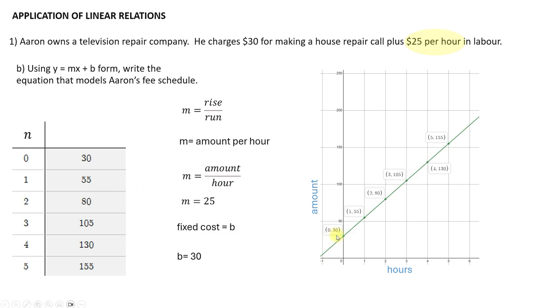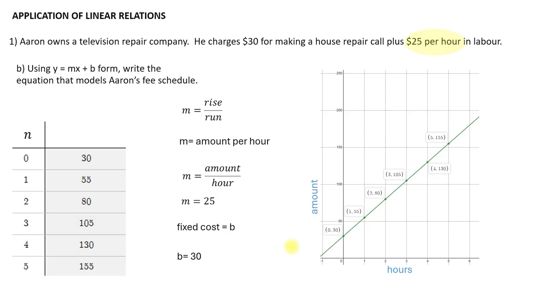We could also see it graphically. Right here, we're at the point (0, 30). And if we go over 1 hour, we'll see that we have a rise of 25, when we take this y value or cost of $30 and we rise to 55. So that's just another way. So now we have a few different ways of figuring out what the slope is.